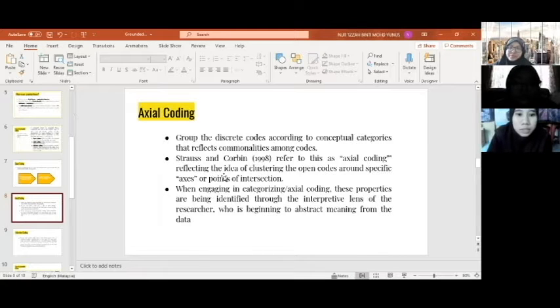For axial coding, group the discrete codes according to conceptual categories that reflect commonalities among codes. Strauss and Corbin 1998 refer to this as axial coding, reflecting the idea of clustering the open codes around specific axes or points of intersection. When engaging in categorizing or axial coding, these properties are being identified through the interpretive lens of the researcher, which is beginning to abstract meaning from the data.